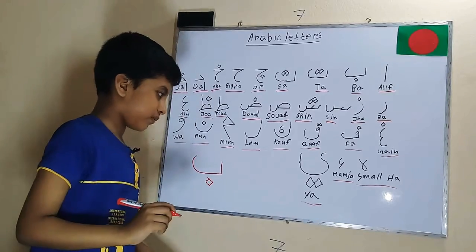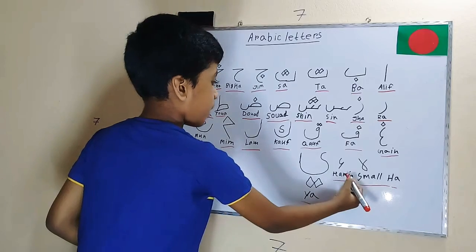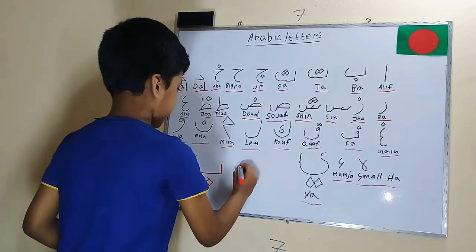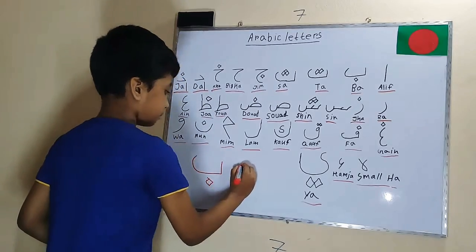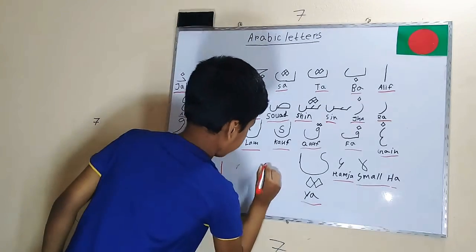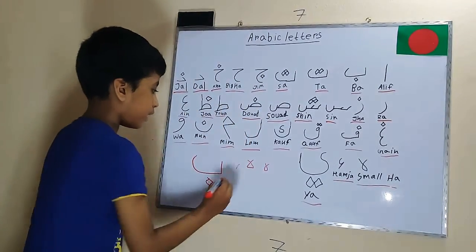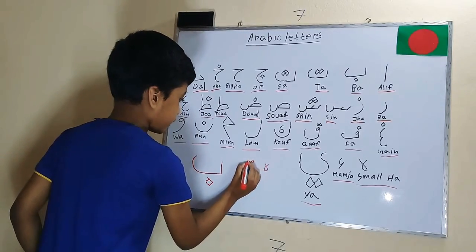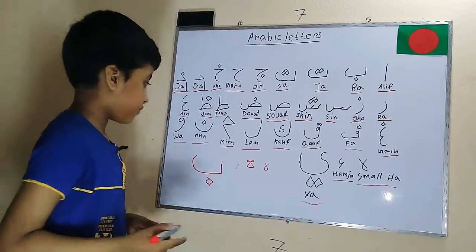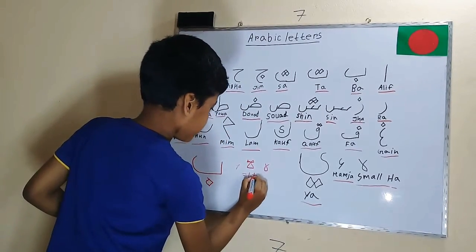Now, here are some fun facts. Between hamja and ha, there is a letter called lam-alif. Now, the lam-alif letter is not actually a letter, but it's made up of two letters, which is alif plus lam.